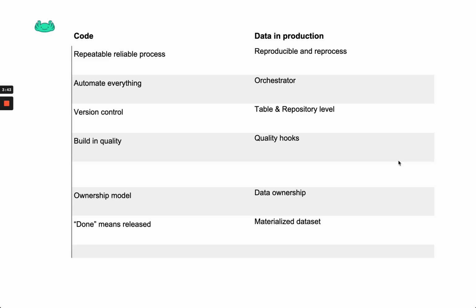Right, and the last one is done means released. In the data world, we often talk about materialized data sets. Your machine learning engineers, your data scientists, analysts, etc. are going to come to us and ask, hey, where is my materialized data set? I don't care about this raw data. I want to work with the gold data, right? The one that's going to give me all the goodness that I need.